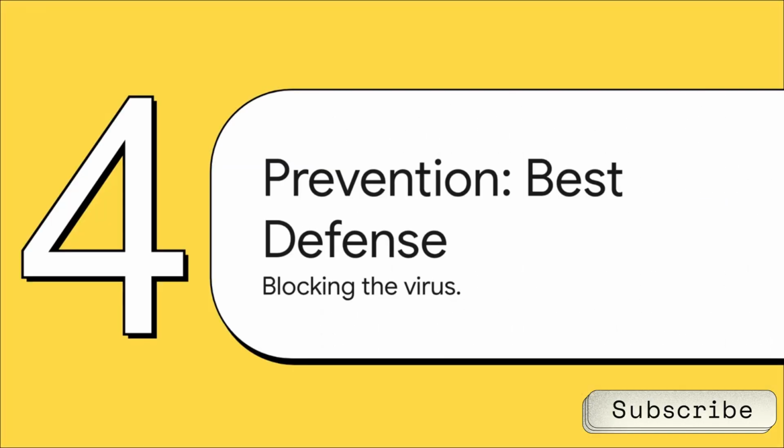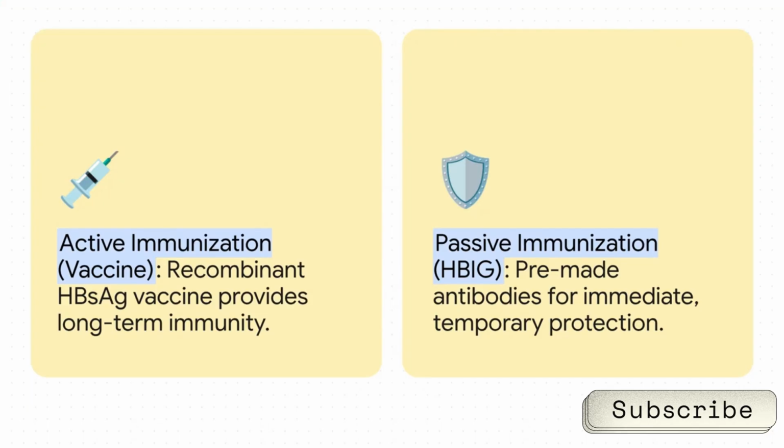So we know how to spot the enemy, and we understand its battle plan. But how do we stop it from ever getting through the gates? It's time to talk prevention. We've got two main strategies, and you have to know the difference. Think of it like this.